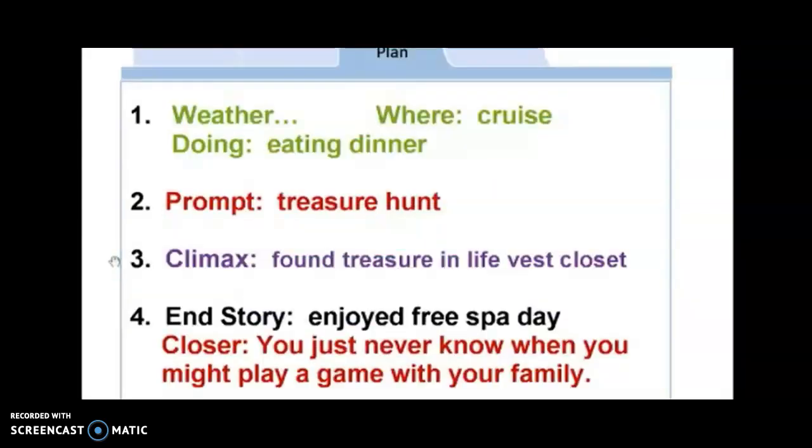Number 3 is your climax. This is the exciting part. Your family just played this game. Now, what is going to happen that's going to be exciting? We found the treasure in the life vest closet. So my family's going to win the treasure hunt.